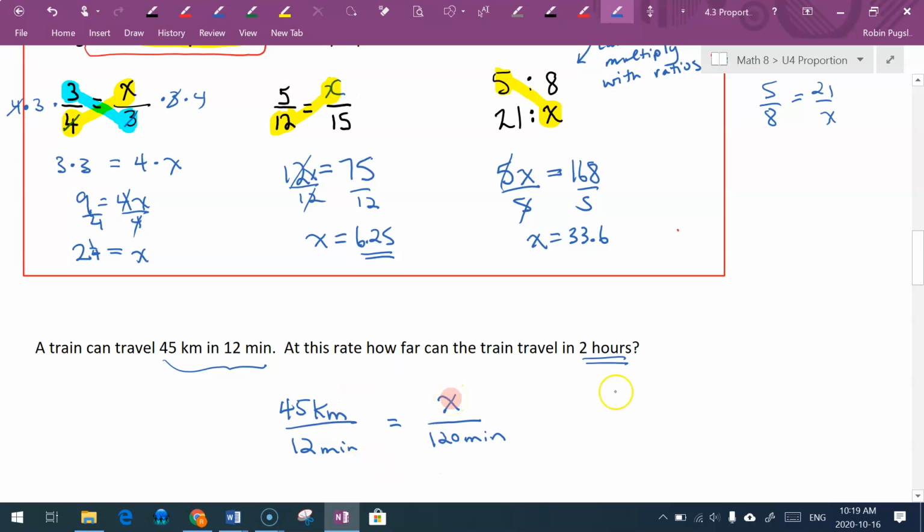I could cross multiply too. I could go 12x equals 45 times 120. I could get the big numbers, and I can then divide by 12, and I would get 450, right? But I do that when you can't see, oh, I'm just multiplying by 10, so x is 450 kilometers.